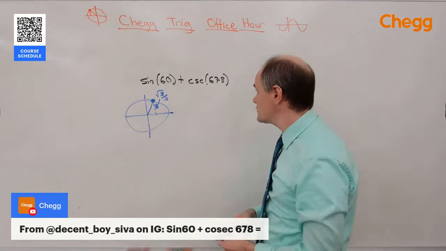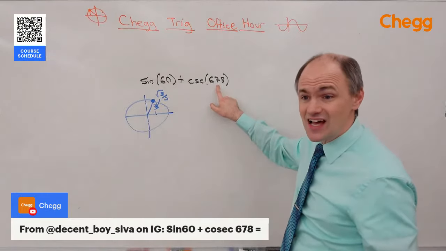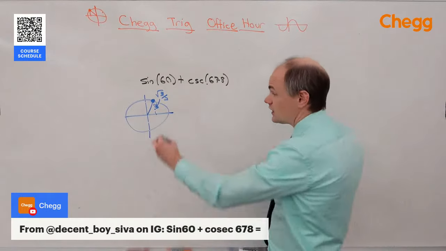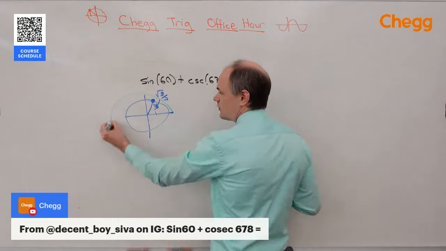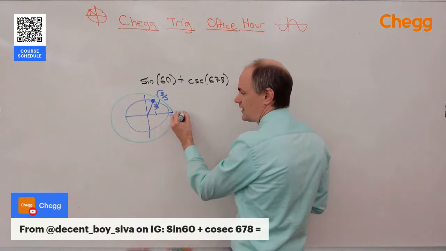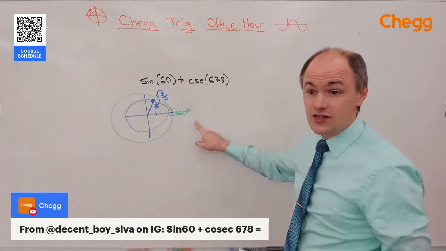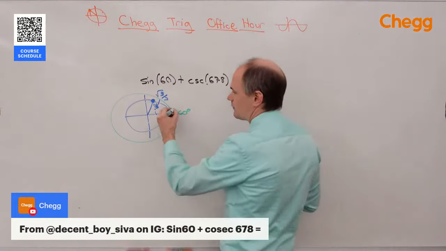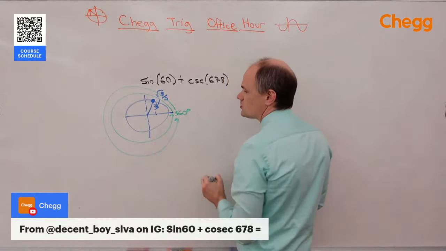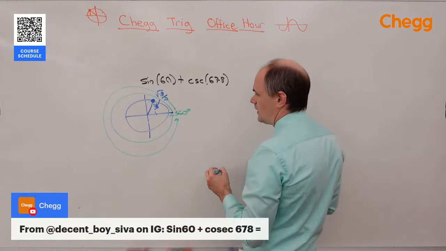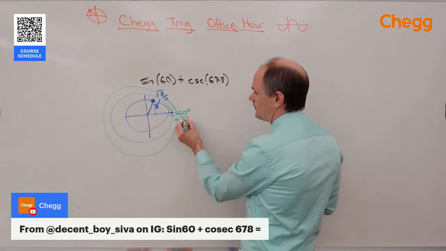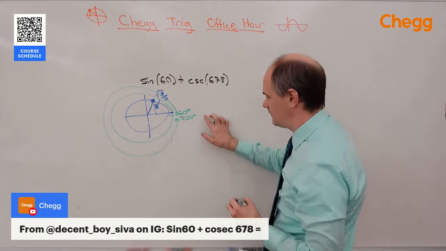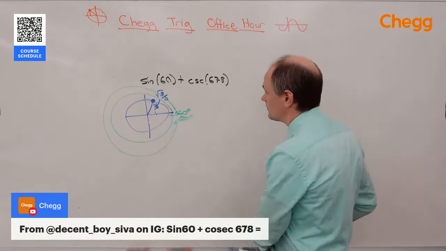The first problem with the cosecant is this huge 678. We're going to go 678 degrees. Well, one lap around is 360 degrees. We're still not there. So let's do another lap around. 2 laps around, that's 720 degrees, isn't it? So we passed it. So it's going to be less than 2 laps around.